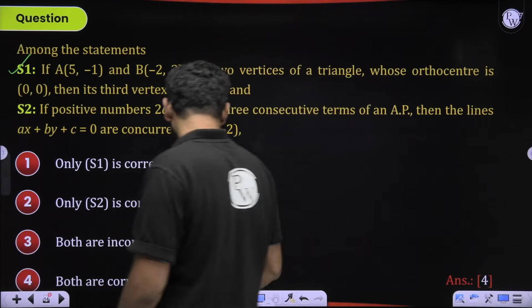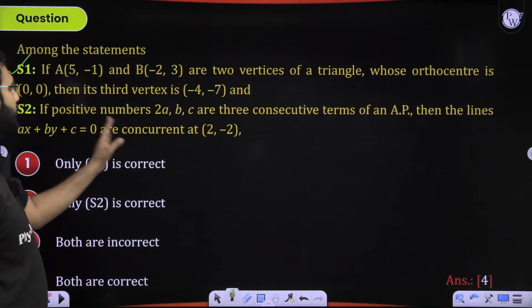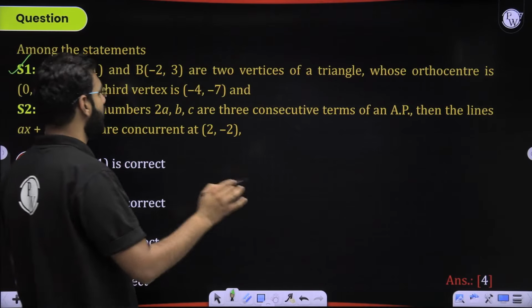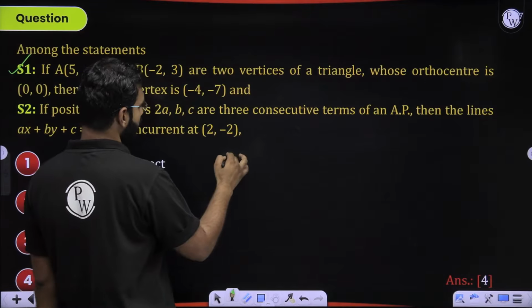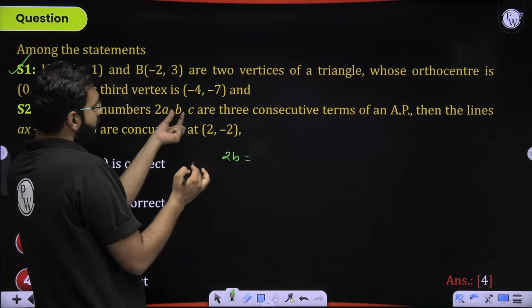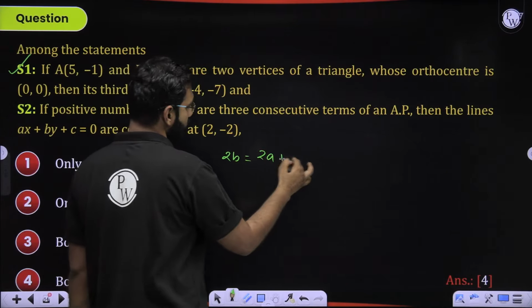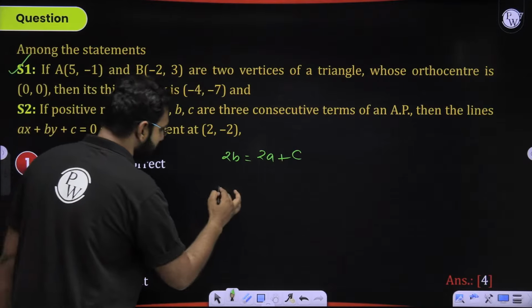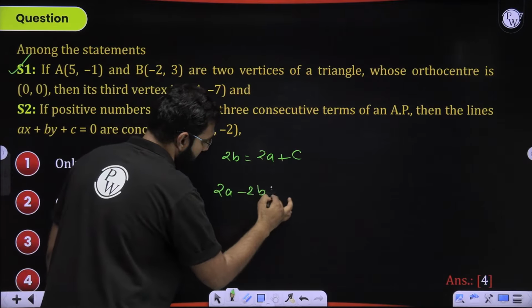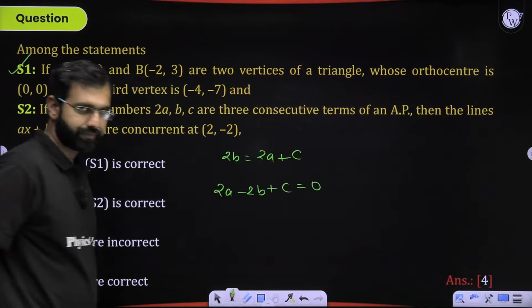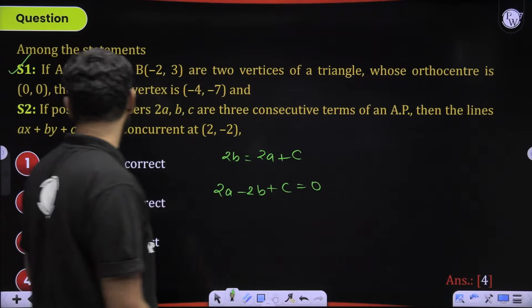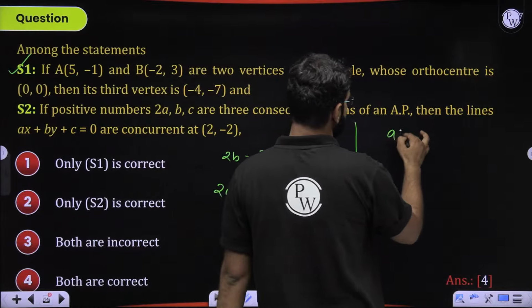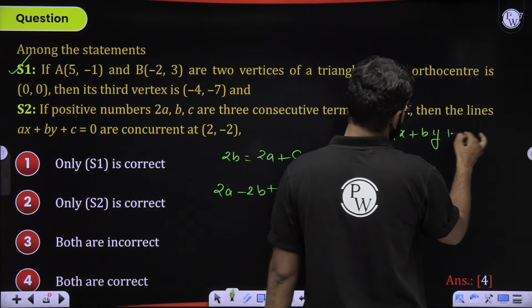What are we told in statement 2? Statement 2 says, if positive numbers 2a, b, c are three consecutive terms of an AP, then I know that double of the middle term should be the sum of the extreme two terms, which means 2b should be equal to 2a plus c. If I rearrange this, can I say 2a minus 2b plus c is equal to 0? Now I'm given a straight line. Which straight line, students? ax plus by plus c is equal to 0.